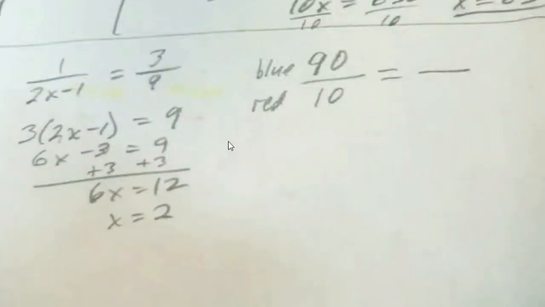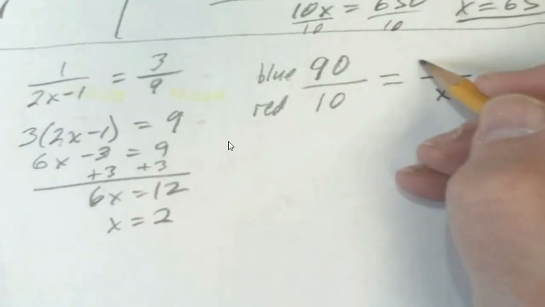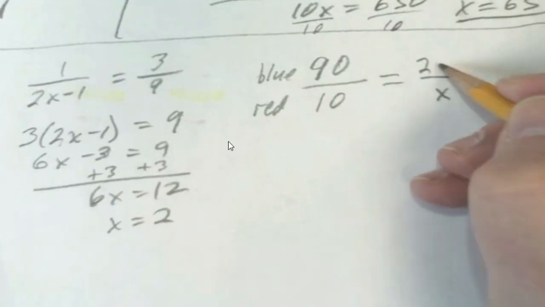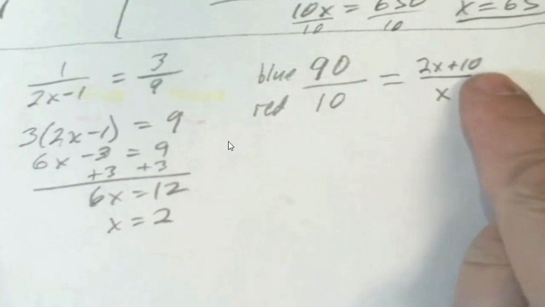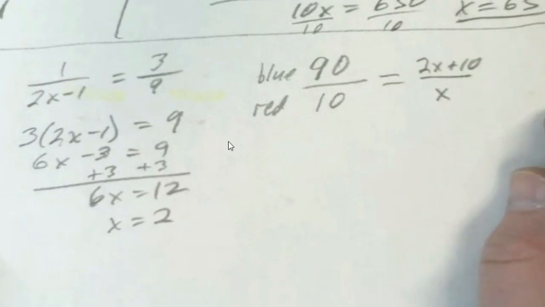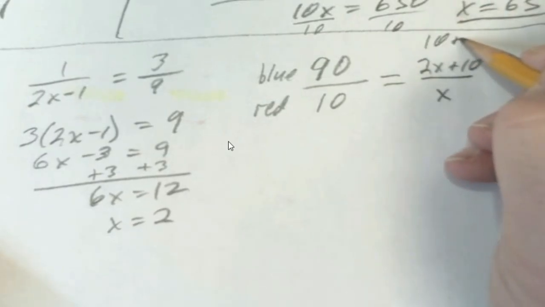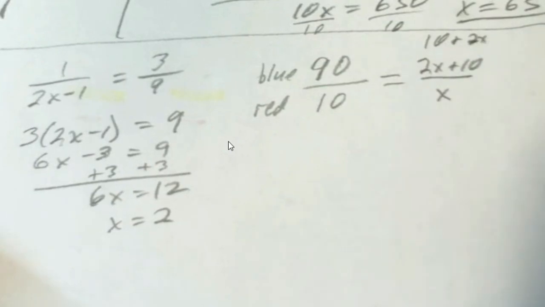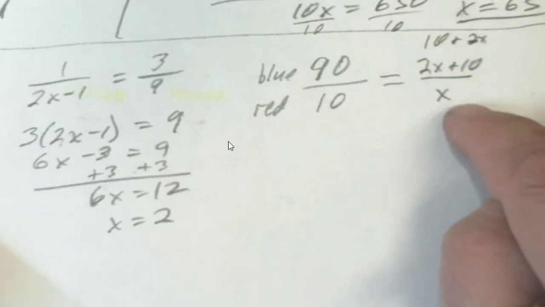So that means the red fish, we need to make x. And it says twice the red fish plus 10. 10 more than twice the number of red fish. You could do 10 times 2x. That's the same thing, but generally we put the x first. So 90 over 10 equals 2x plus 10 over x.